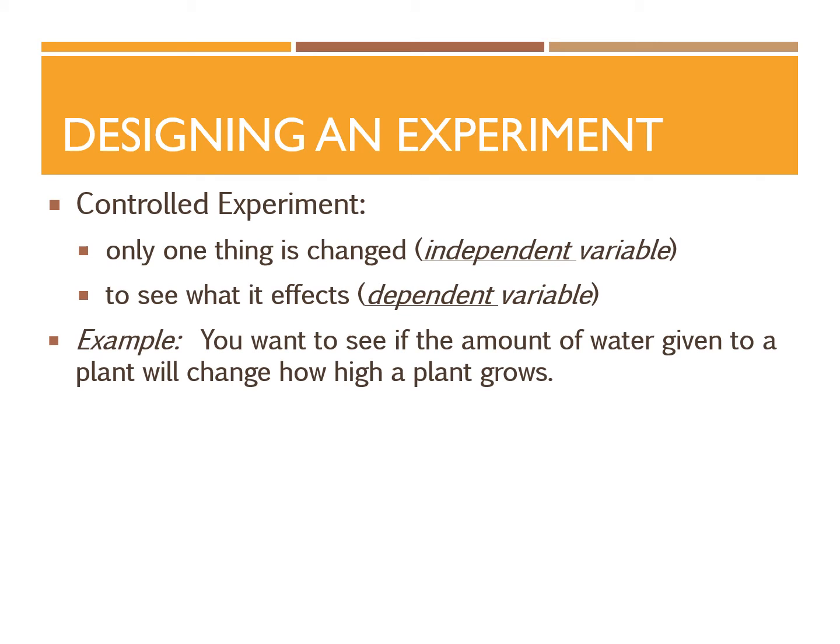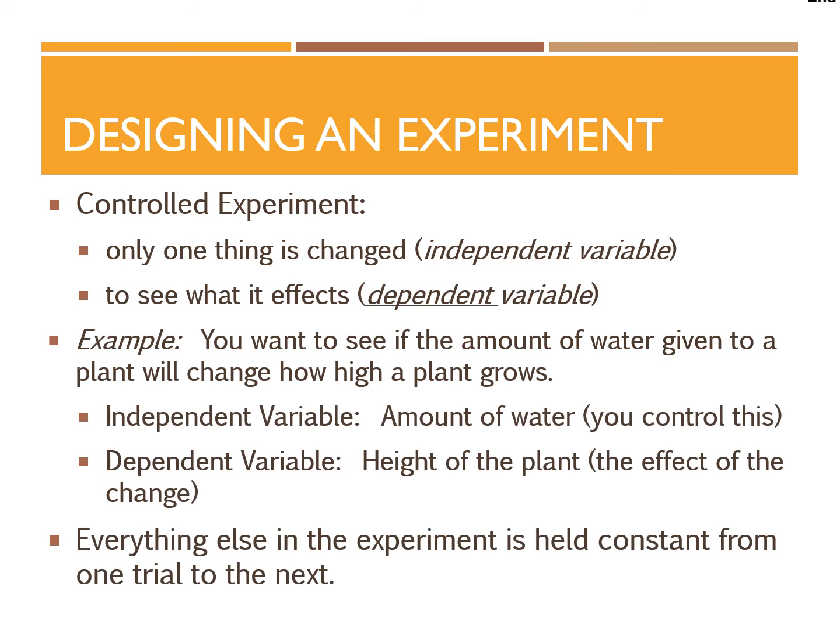So for example, let's say that you want to see if the amount of water given to a plant will change how high it grows. So in this experiment, you can see that the amount of water is what we're changing. That's our independent variable. And then the height of the plant, that's going to be our dependent variable. Included in that is you have to have everything else to be constant. So while you're trying to figure out how water affects the height of a plant, you wouldn't put one plant in the dark and the other plant in light, because that would be another variable that you would be changing. So everything else would be held constant when you have your independent and dependent variable.